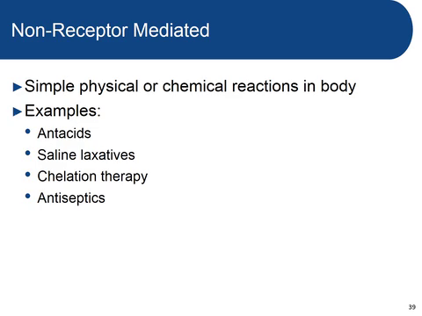So, for example, antacids neutralize stomach acid. They literally bind stomach acid and neutralize its effects. They're not acting on a specific receptor in the body to do that. They're actually binding with the actual acid in the stomach.